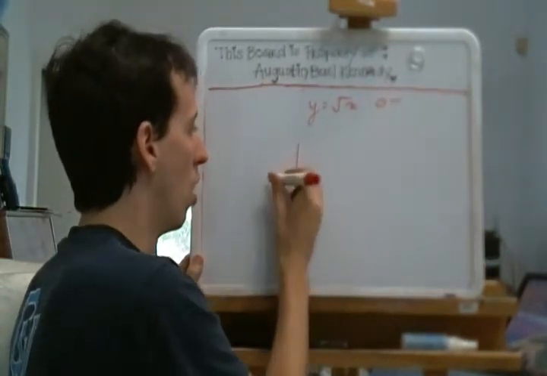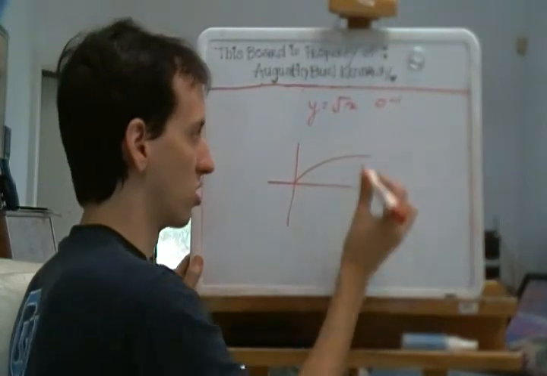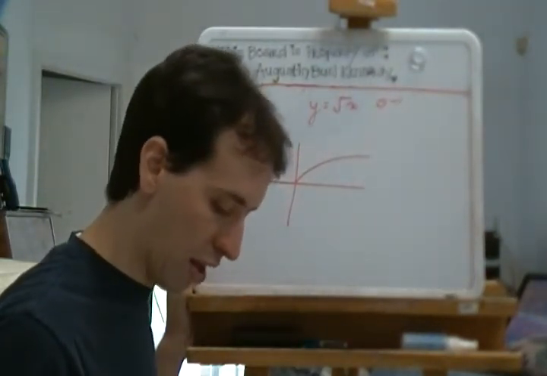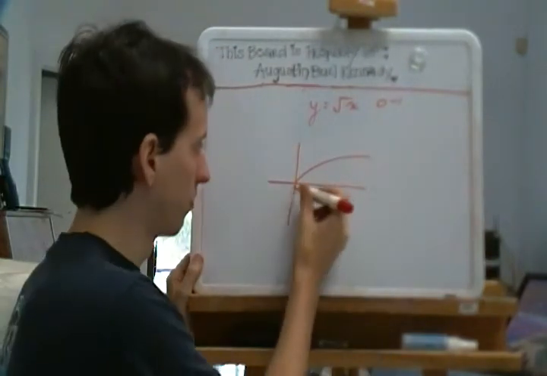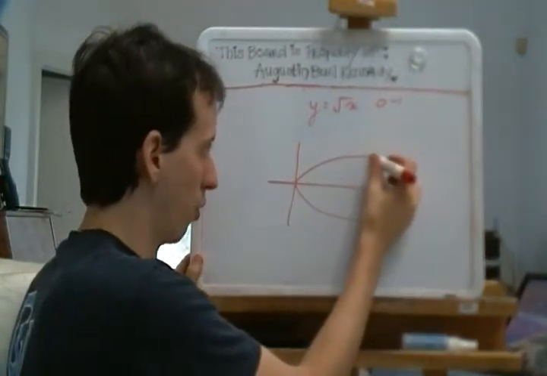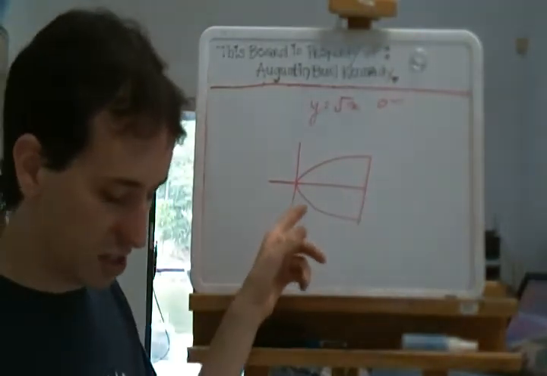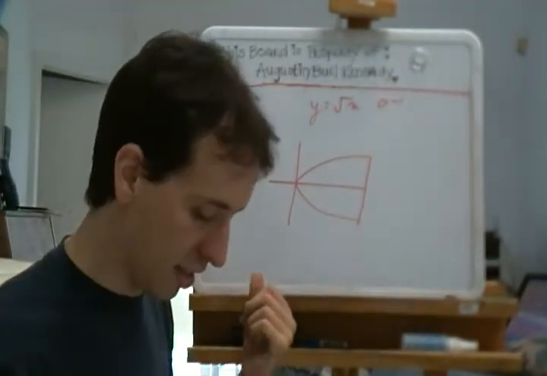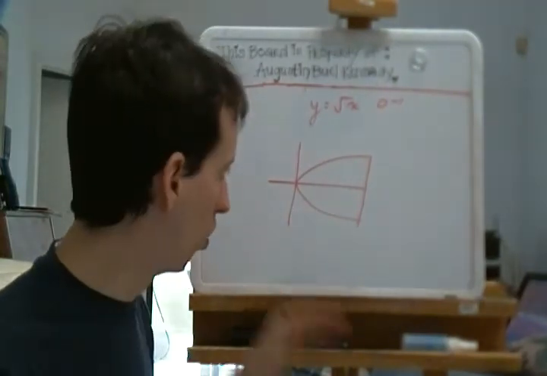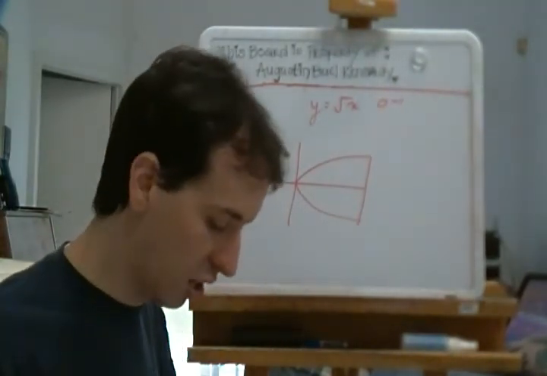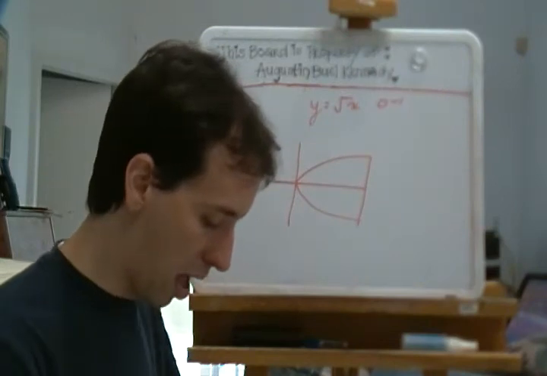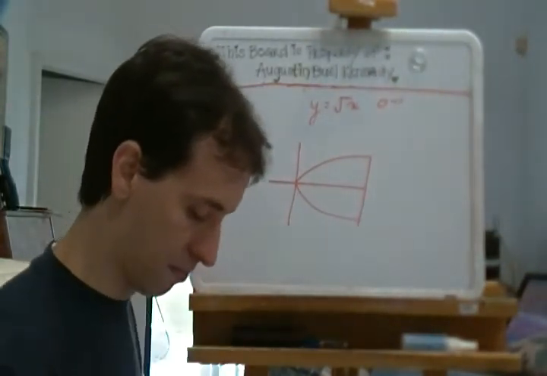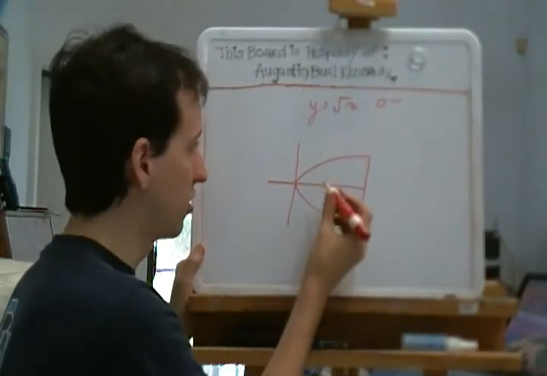Alright, well, y equals square root of x looks like that. And we flip it around the x-axis. There we go. We've solved this integral before. We know from the last lecture already that this volume is going to equal pi over 2. But we want to use cylindrical shells this time. So let's go ahead and do that.